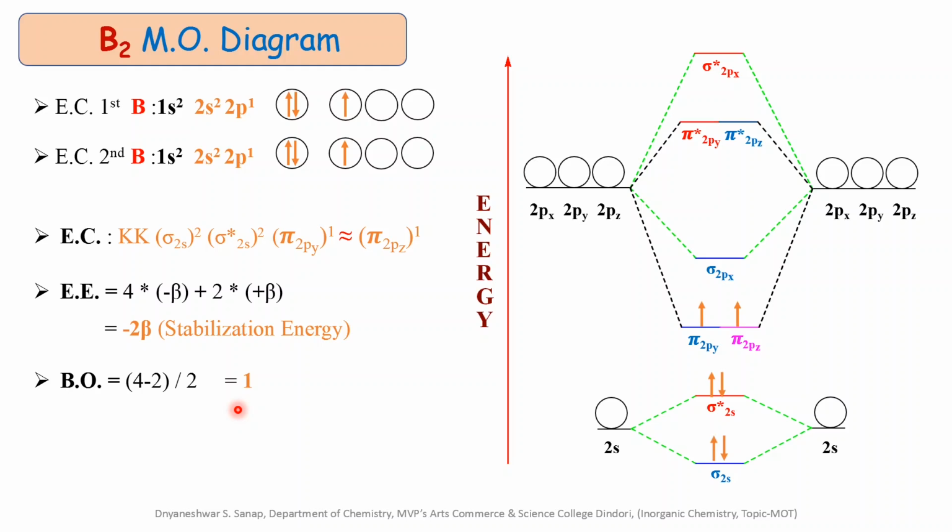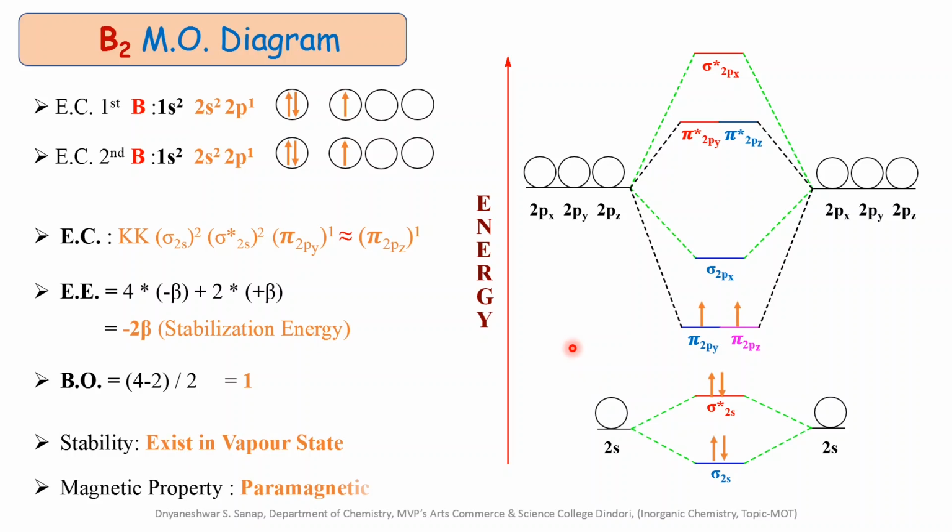The next point is stability of the molecule. According to the energy evolved and the bond order being 1, the molecule exists, but the B2 molecule exists in the vapor state.